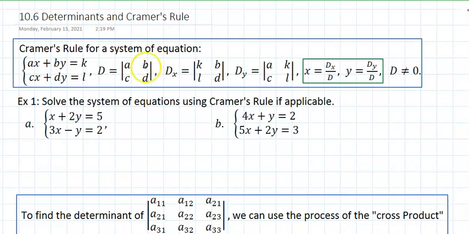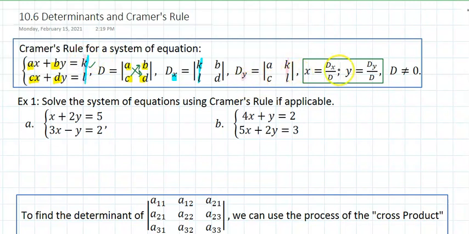If you take the determinant of a 2x2, it's simply the product of those minus the product of those. So given a system of equations, Cramer's rule says if you want to find x, find D. D is pretty much the coefficient matrix of the variables. D sub x, you replace the x column by the constants. D sub y, you replace the y column by the constants.